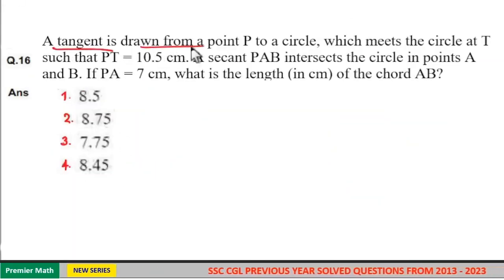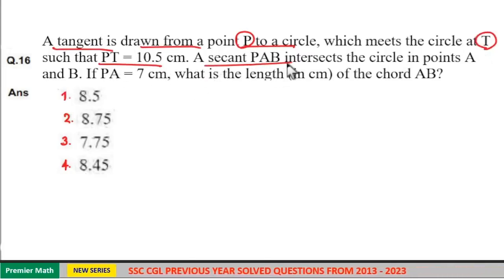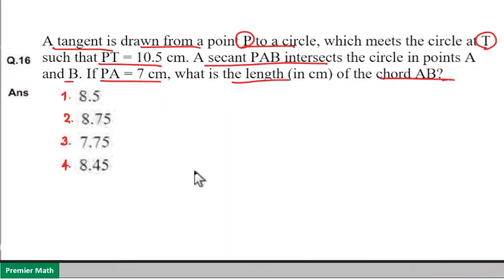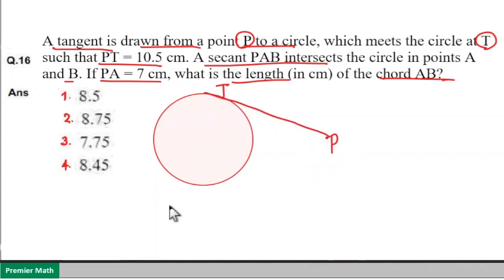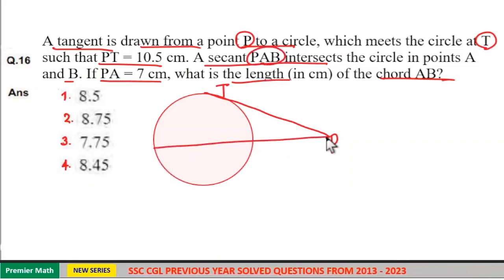A tangent is drawn from a point P to a circle which meets the circle at T, such that PT is 10.5. A secant PAB intersects the circle in points A and B. If PA is 7, what is the length of chord AB? Here this is the circle, and from an external point P, a tangent is drawn to the circle, and this tangent meets the circle at point T. Now a secant PAB is drawn from the same point P.